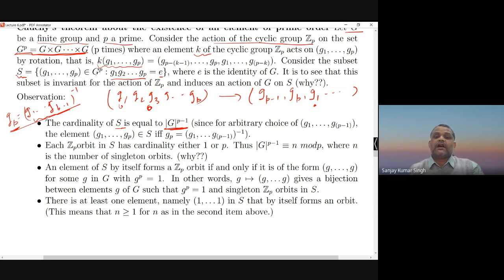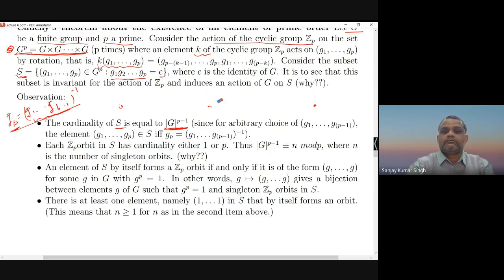Okay. The second observation is that if you think of this action of G on the set G^p over S, then this set is invariant. So you don't need to take the whole set, you can define the action of Z_p on this set S directly.